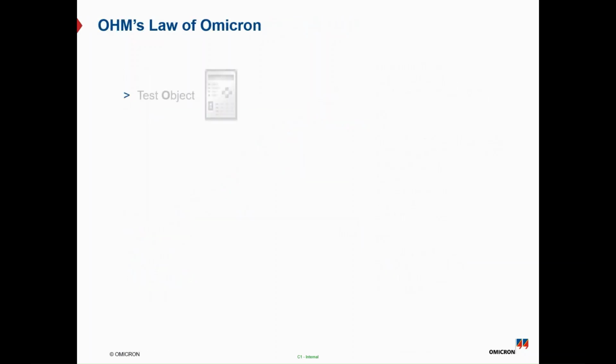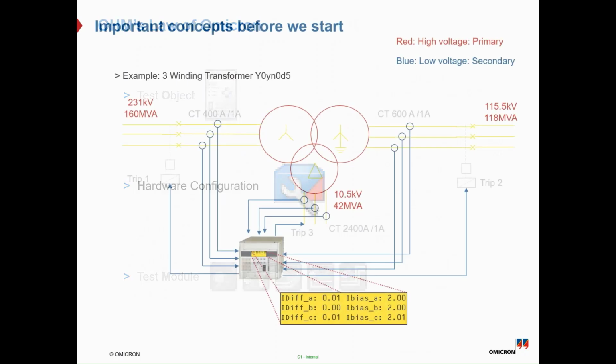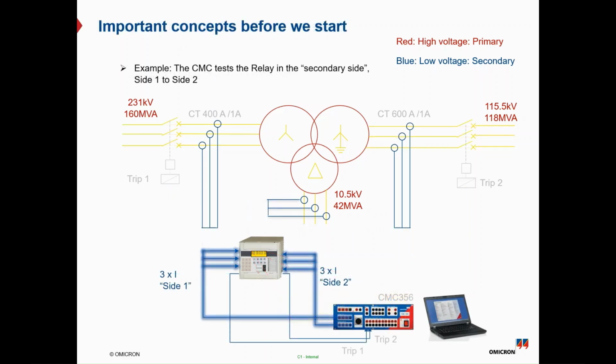Then we will talk now about the hardware configuration, which is the second part. So if you have a 3-winding transformer, as we can see, it consists of primary, secondary and tertiary windings, and here you have the voltage rating for each side and the reference power for each side, along with the CT ratio for the high, low and tertiary sides. And you can connect them one by one to the CMC to test the differential function.